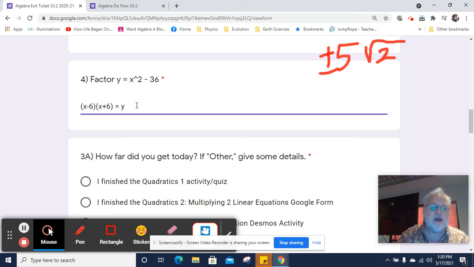So equals y. This is a difference of squares, so notice it's the same two numbers subtracted and added, and we multiply them, and that's going to get us x times x will be x squared, and it'll get us a negative 36, or the negative 6 times 6, and you're going to cancel out the middle term. Negative 6 times x and positive 6 times x cancel out.